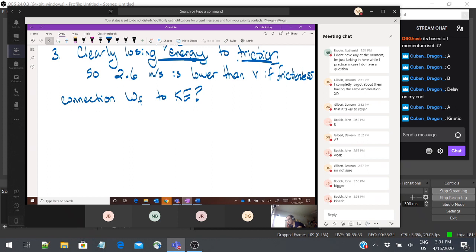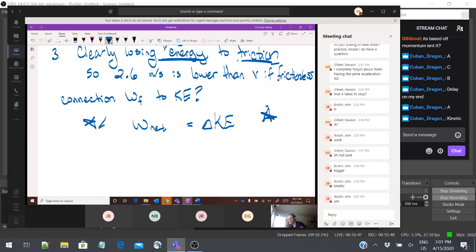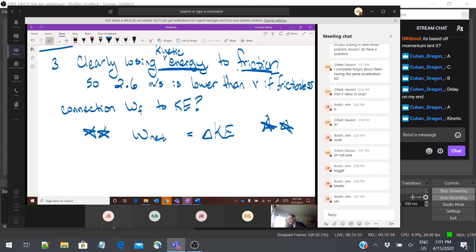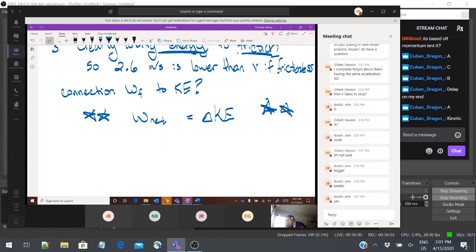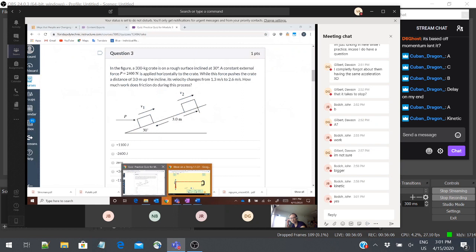How about net work equals the change in kinetic energy? Does that look familiar? Hopefully, this is one of the big equations for this section, so hopefully you remember it. Okay. So net work means the work done by all the forces. So what are the forces that are acting on this box?